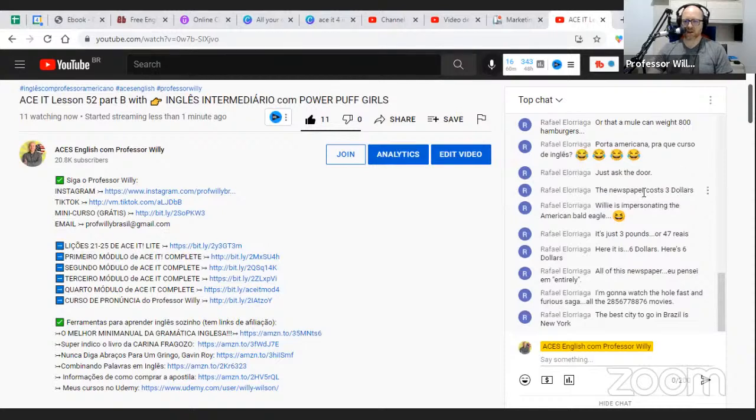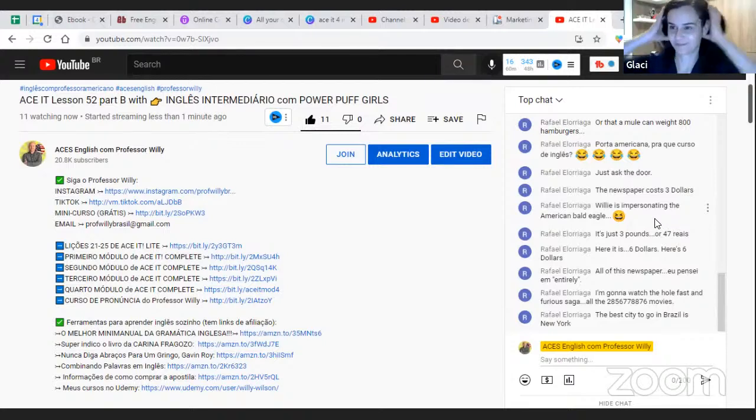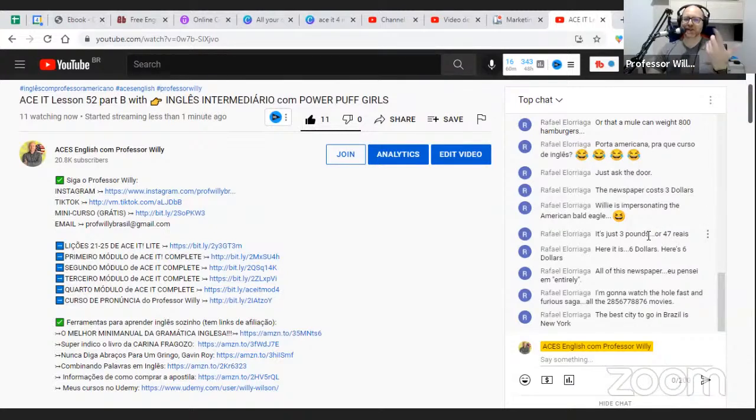Porta Americana, para que curso de inglês? I didn't understand. Just ask the door. Pergunta a porta. The newspaper costs $3. Willie's impersonating the American bald eagle. A pergunta, não entendi, mas é sobre como pergunta. Como chama essa porta? Okay. Ask the door. What called? Now I get it. Ask the door what it's called, what its name is. That's actually kind of fun. I like it. It's just $3 or 47 reais.